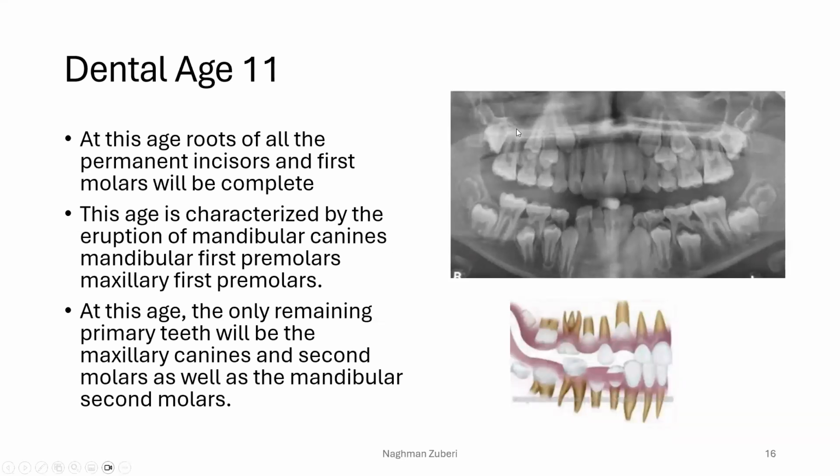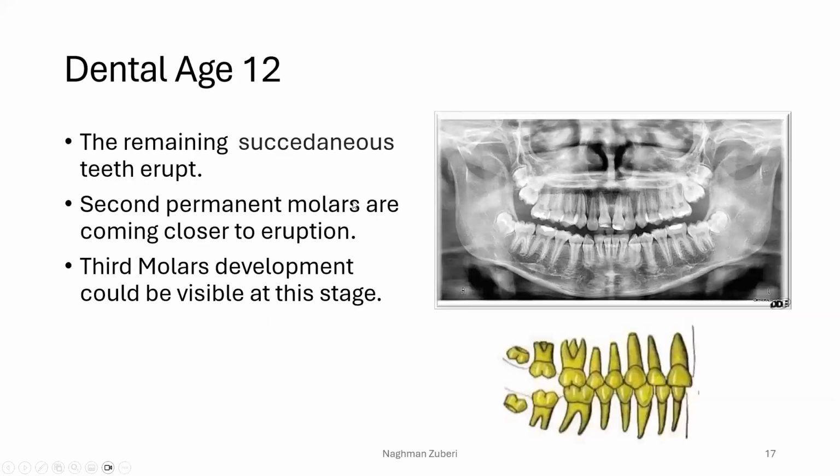We can see the roots of the first permanent molars are almost complete, and even the mandibular incisors' roots are complete. We can see the central incisor, its root is almost complete. Laterals are almost there. They are also complete. At this age, the only remaining primary teeth will be maxillary canines and second molars, as well as the mandibular second molars.